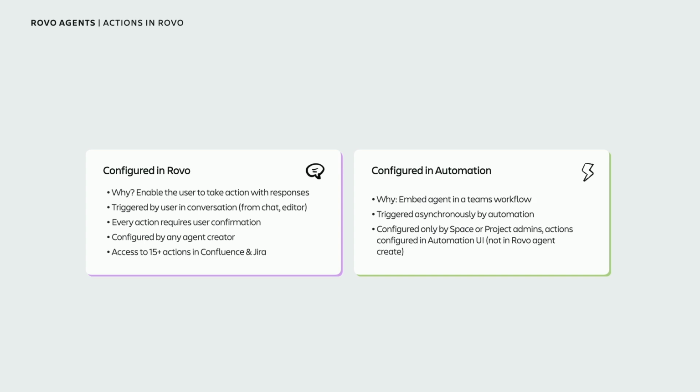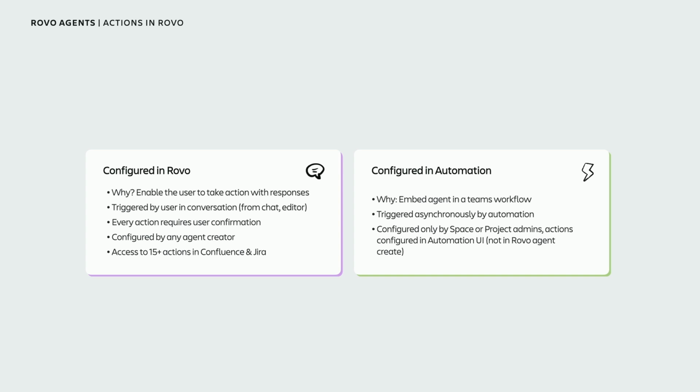Now, when you put an agent inside automation, it works asynchronously, meaning that someone doesn't have to manually trigger it every time. It'll happen in the background. The important thing to note is that automation is only available to your Confluence space and your Jira project admins. So your space or project admin will have to be the person who goes in and sets that up, because it can get a little bit complicated sometimes, and that's something to be aware of.